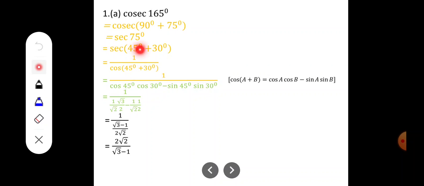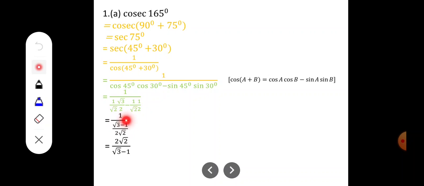We know sec equals 1 divided by cos, so we write 1 divided by cos of 45 degree plus 30 degree. Now we need to apply the cos(a+b) formula, that is cos(a+b) equals cos a cos b minus sin a sin b. We consider 45 degree equal a and 30 degree equal b. Cos 45 degree equals 1 divided by root 2, cos 30 degree equals root 3 divided by 2, sin 45 degree equals 1 divided by root 2, sin 30 degree equals half.